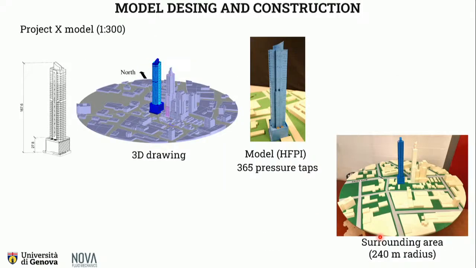The CAARC building was tested in isolation, while the Project X model was tested at a geometric scale of 1 to 300, only using high-frequency pressure integration. It was, again, 3D printed. We used 365 pressure taps located along the surfaces and concentrated in the corners. And we tested the building by reproducing also the surrounding area with a radius around the building of around 240 meters in full scale.